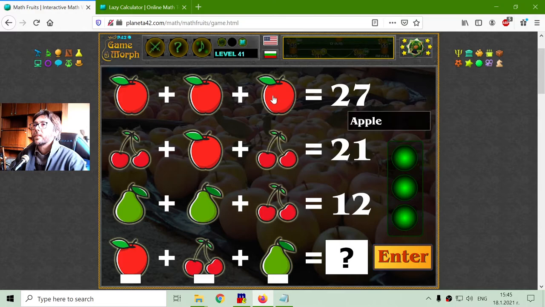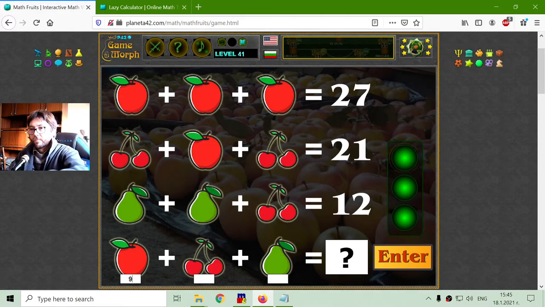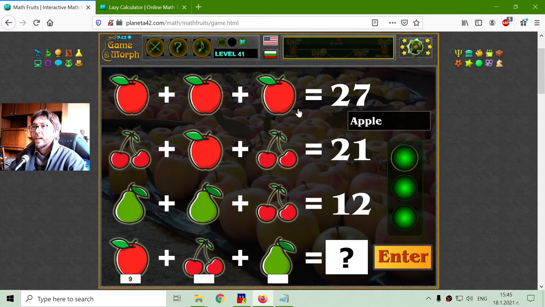Now we have 3 apples that equal a sum of 27. Again, I will divide 27 by 3. That should be how many? 9? Okay, 9 plus 9 plus 9 should equal 27. So I have the apple.